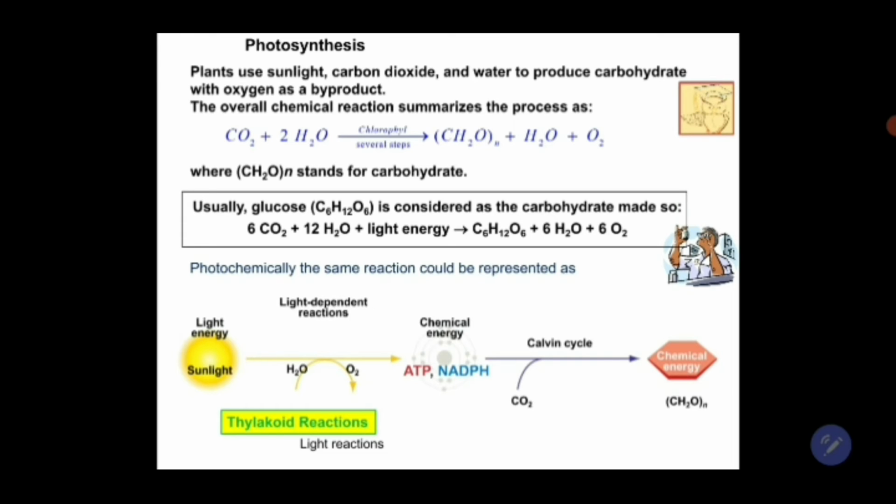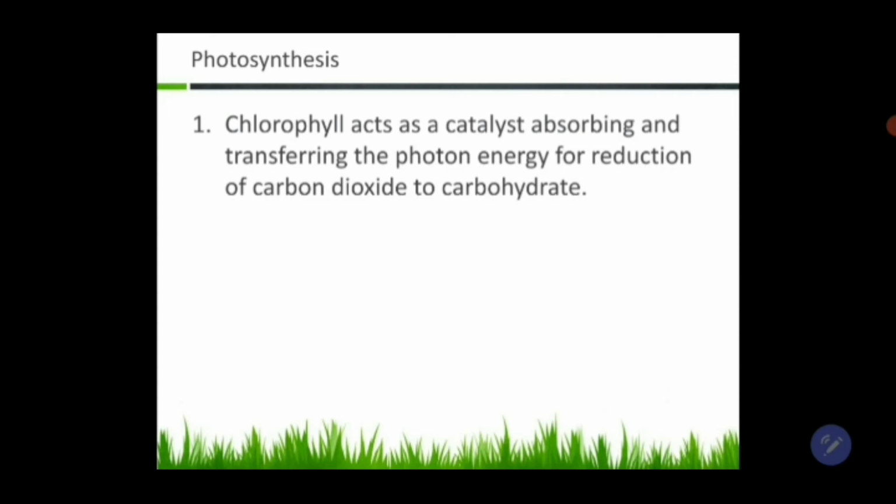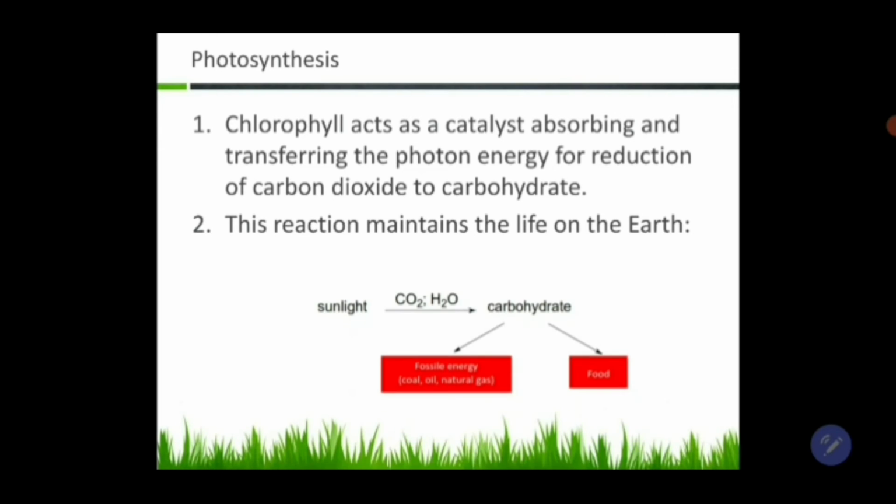The first step is called the thylakoid reaction. It happens only in the presence of light. The second step is called the stroma reaction. It need not require photons, meaning it happens in the dark. Photosynthesis is like a kitchen where the leaf is the kitchen and the chlorophyll acts as the catalyst, absorbing and transferring the photon energy for reduction of carbon dioxide to carbohydrate. This reaction maintains life on earth. So in the presence of sunlight, carbon dioxide and water react to give carbohydrate.